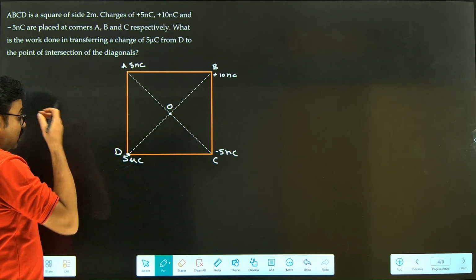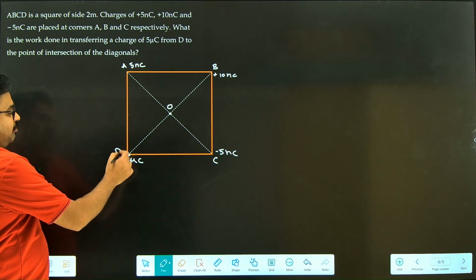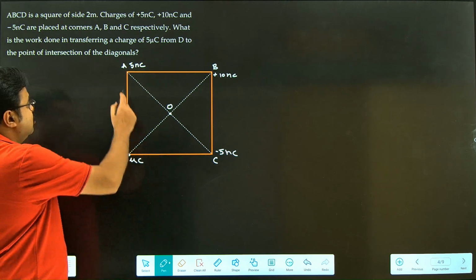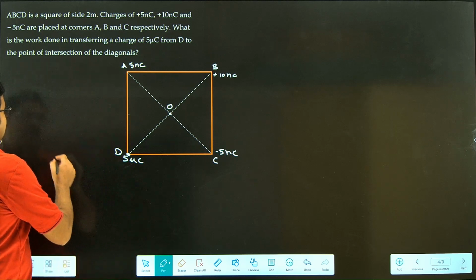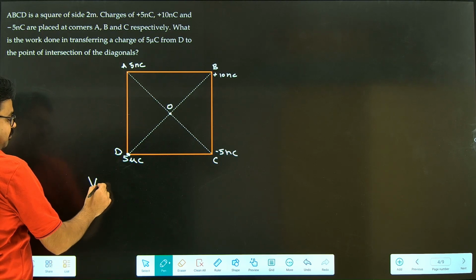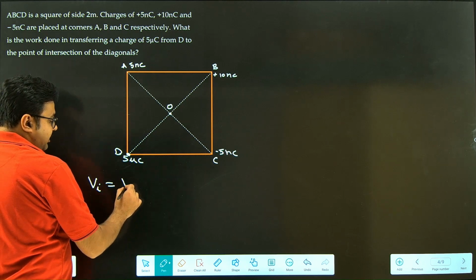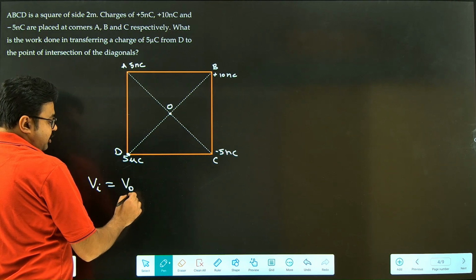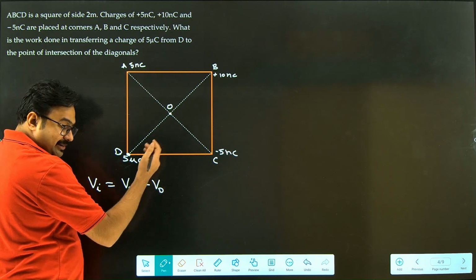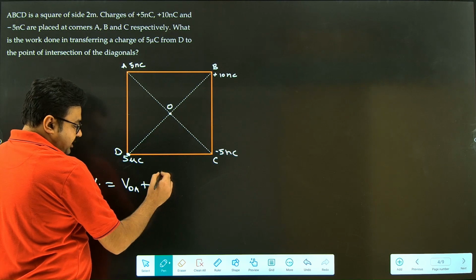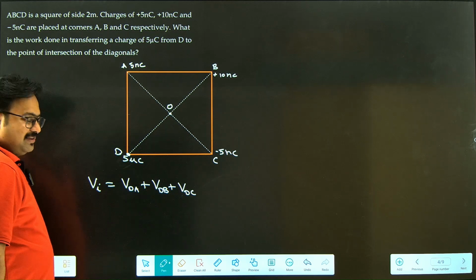How would you go about solving this question? Very simple. Watch. There is going to be a potential at point D due to all the three charges kept at A, B and C. We call that potential the initial potential VI. Initial potential VI can be written as potential at D due to charge kept at A plus potential at D due to charge kept at B plus potential at D due to charge kept at C.